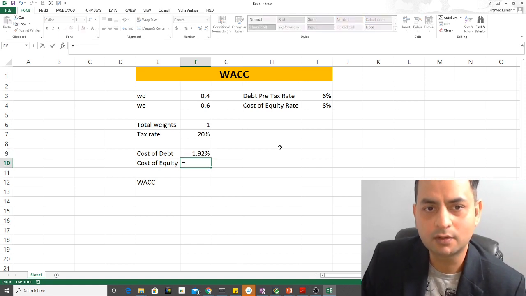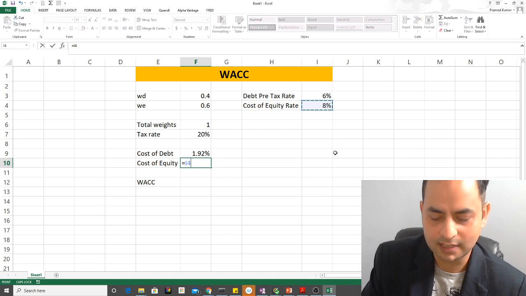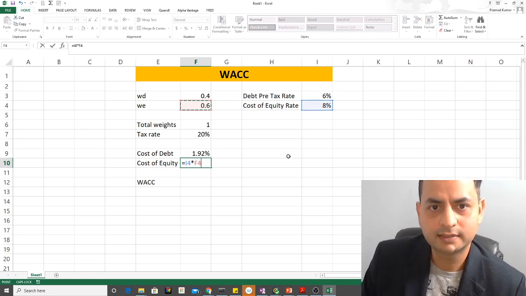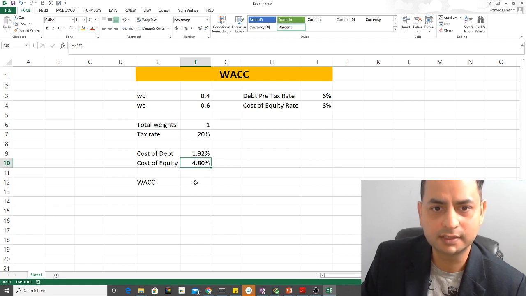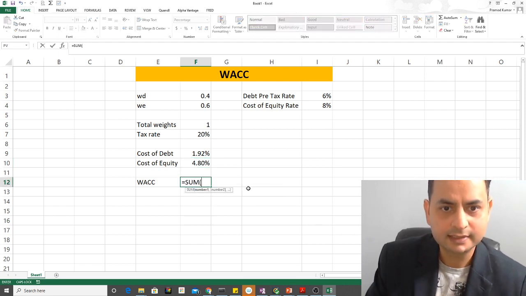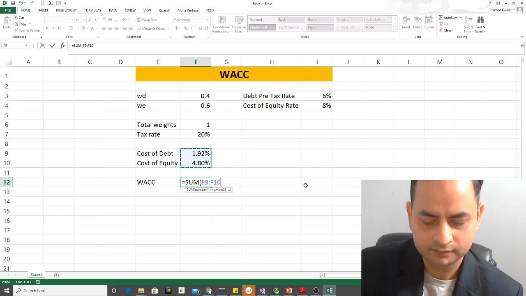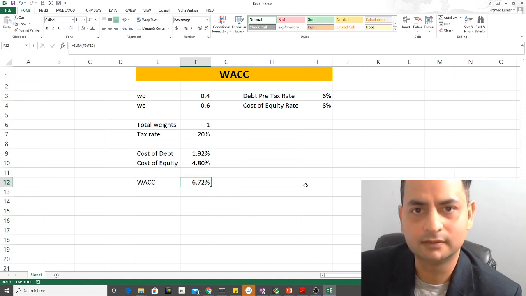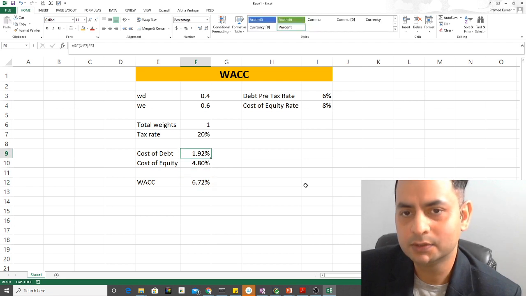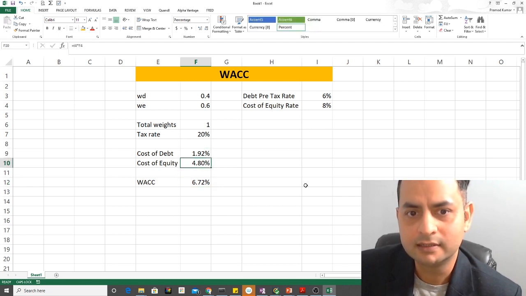Similarly, if I do the cost of the equity, which is this times 0.6, this comes as 4.80%. And if I simply sum these up, this will give me the weighted average cost for our hypothetical company, right? So that is this. So this is my cost.